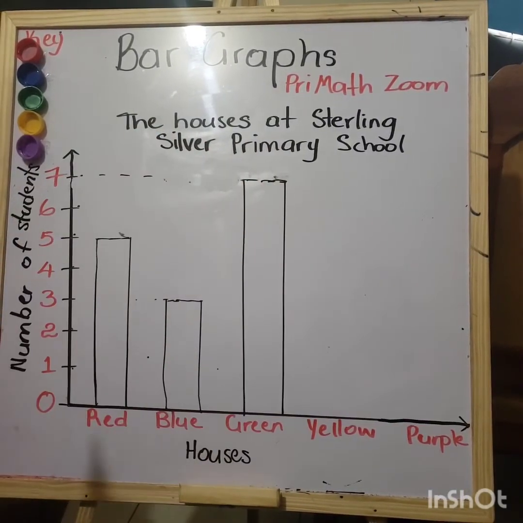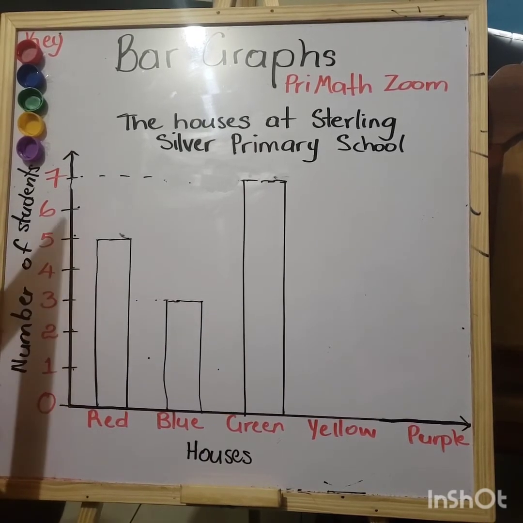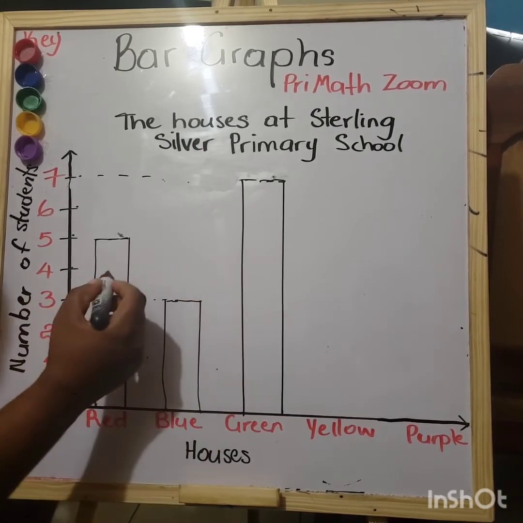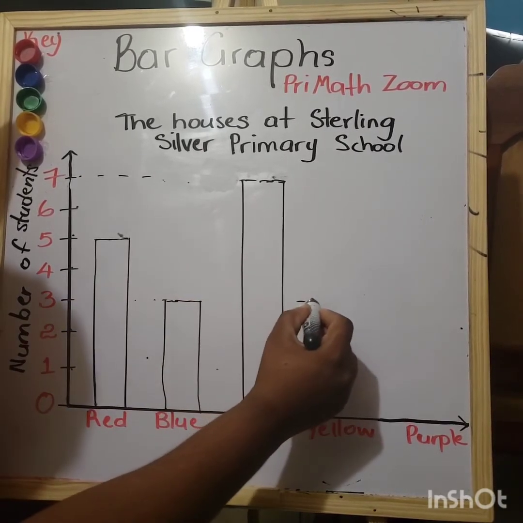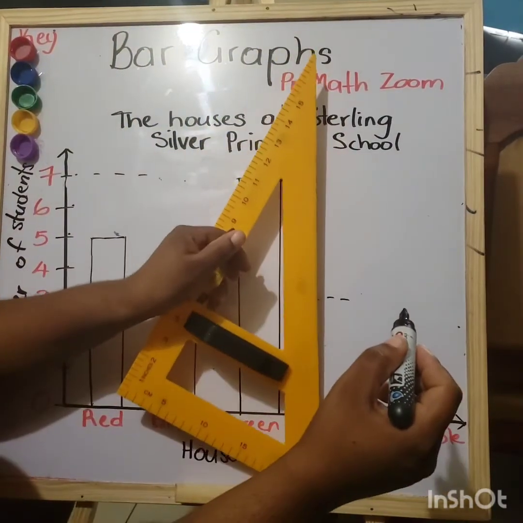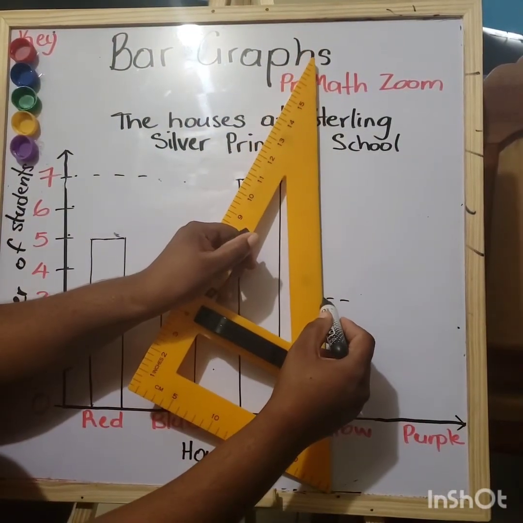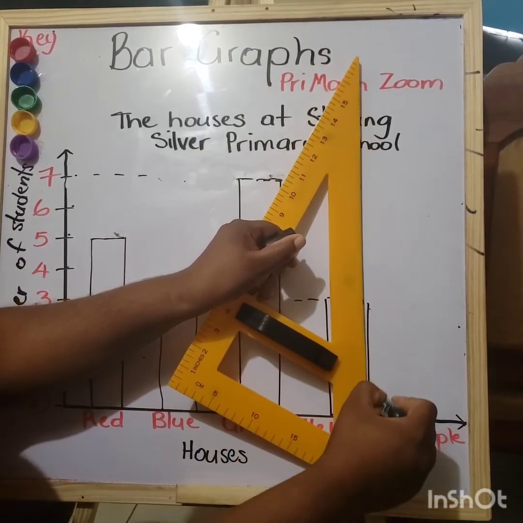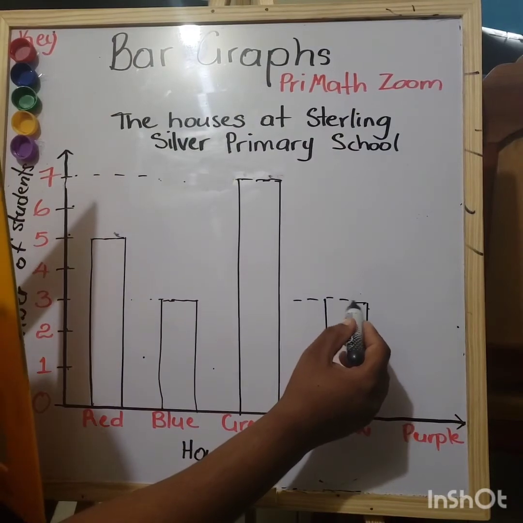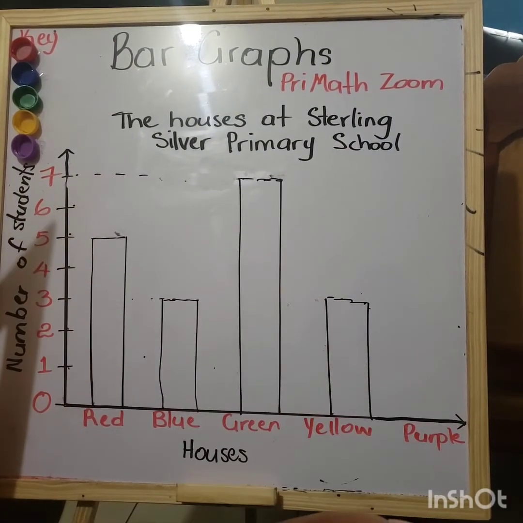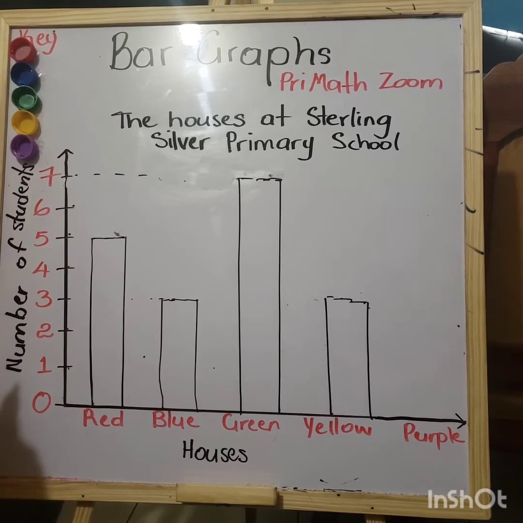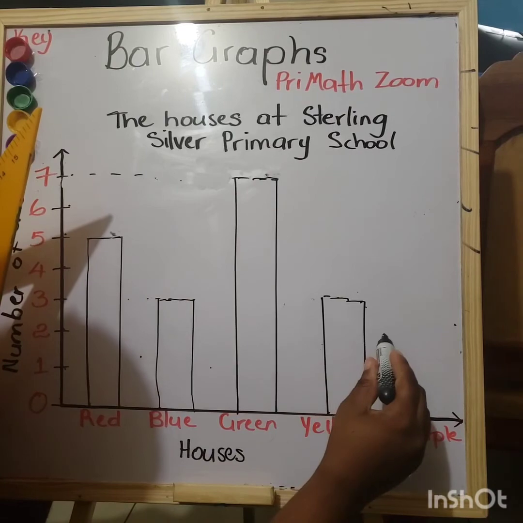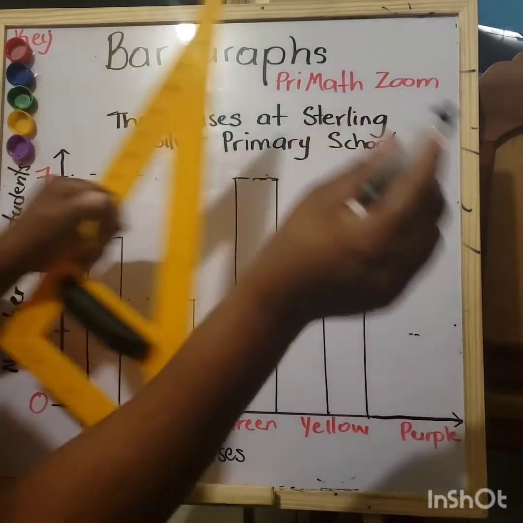So this is 7. Yellow house has 3 students. So we know 1, 2, 3. Okay. Yellow house. And we have purple house with 2 students. So let's go across here.